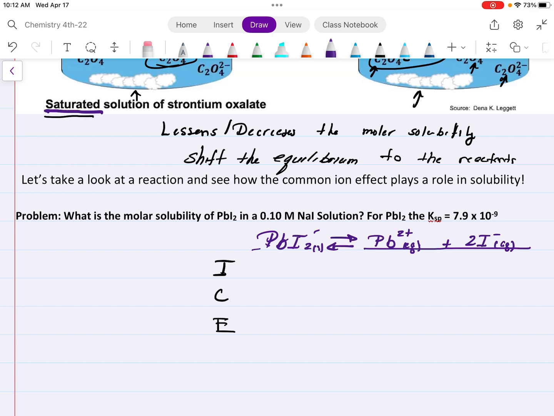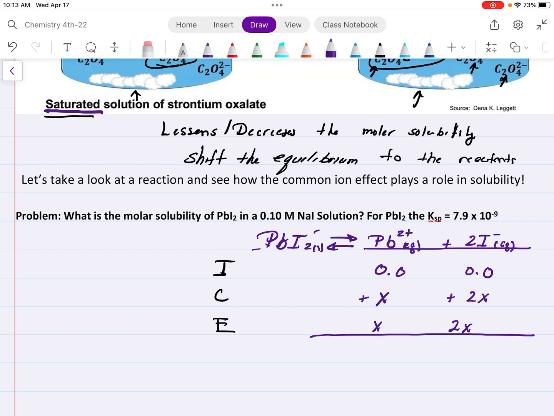We know that the initial concentration here is going to be 0, 0. Okay? Now, the change in concentration is going to happen as x. Remember, this comes from the coefficients in the equation, and this is going to be a plus 2x. If we add these together, this becomes x, this becomes 2x. And then we can write the solubility constant.